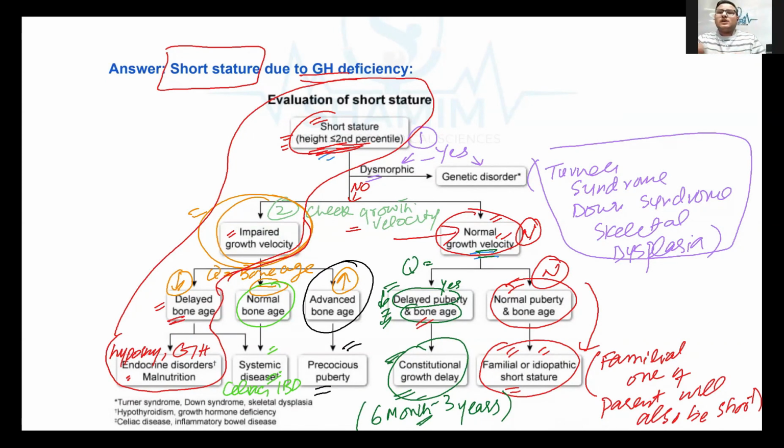Next we will go to this side. If there is no dysmorphic feature and there is impaired growth velocity, then we will have three situations: decreased bone age, normal bone age, and increased bone age. If there is a delayed bone age, the differentials are malnutrition and endocrine disorder. In endocrine disorder, the two most important are hypothyroidism and growth hormone deficiency. If there is a normal bone age, there will be systemic diseases: celiac disease and inflammatory bowel disease. If there is advanced bone age, very important, that is precocious puberty. So this was the overview of short stature.